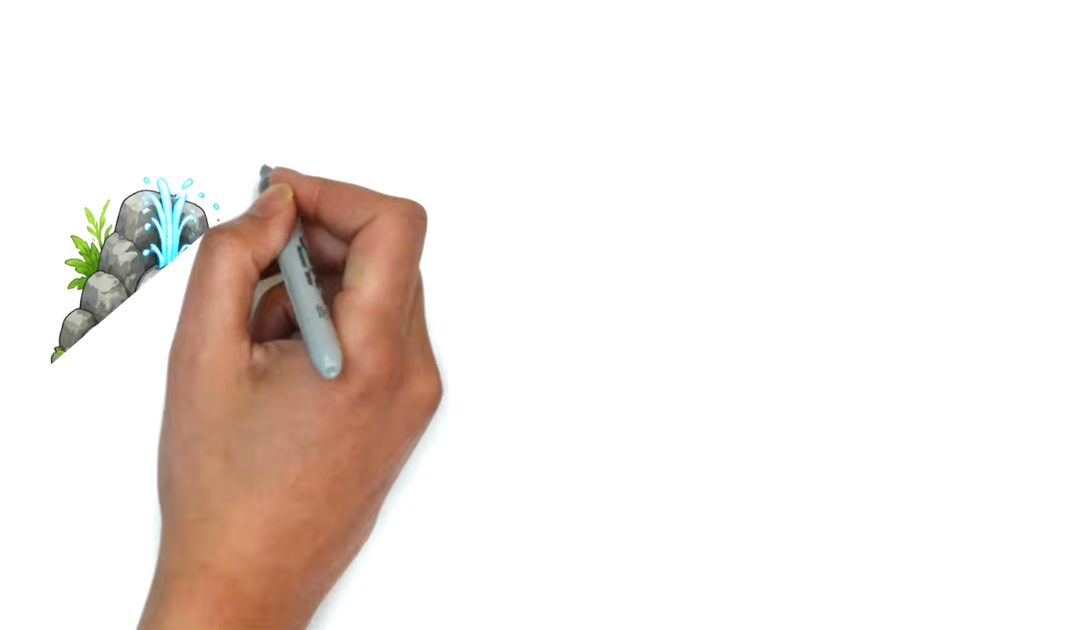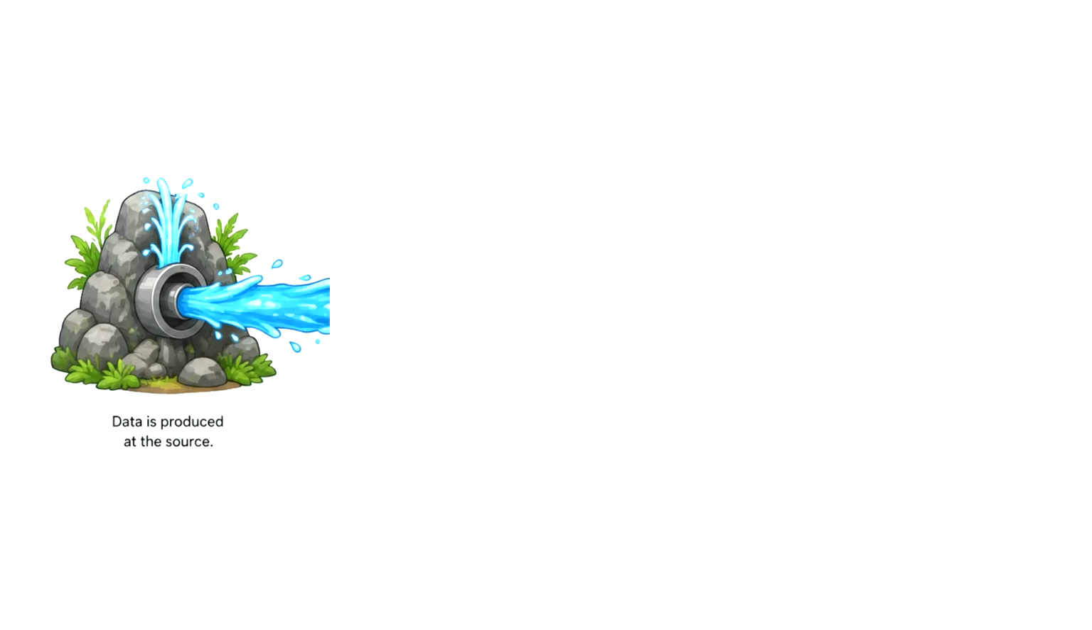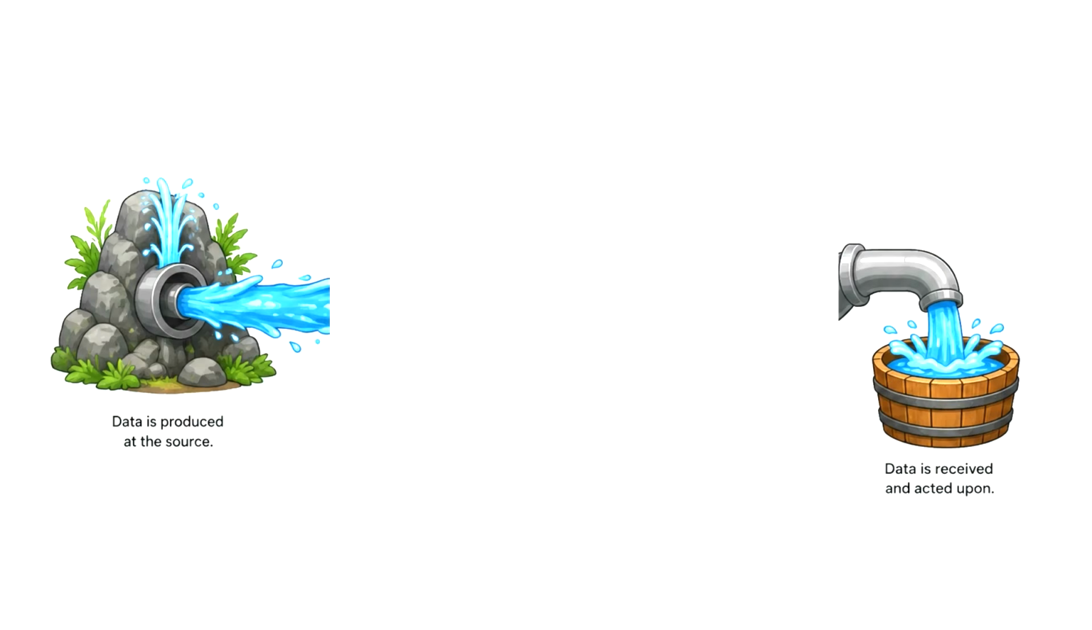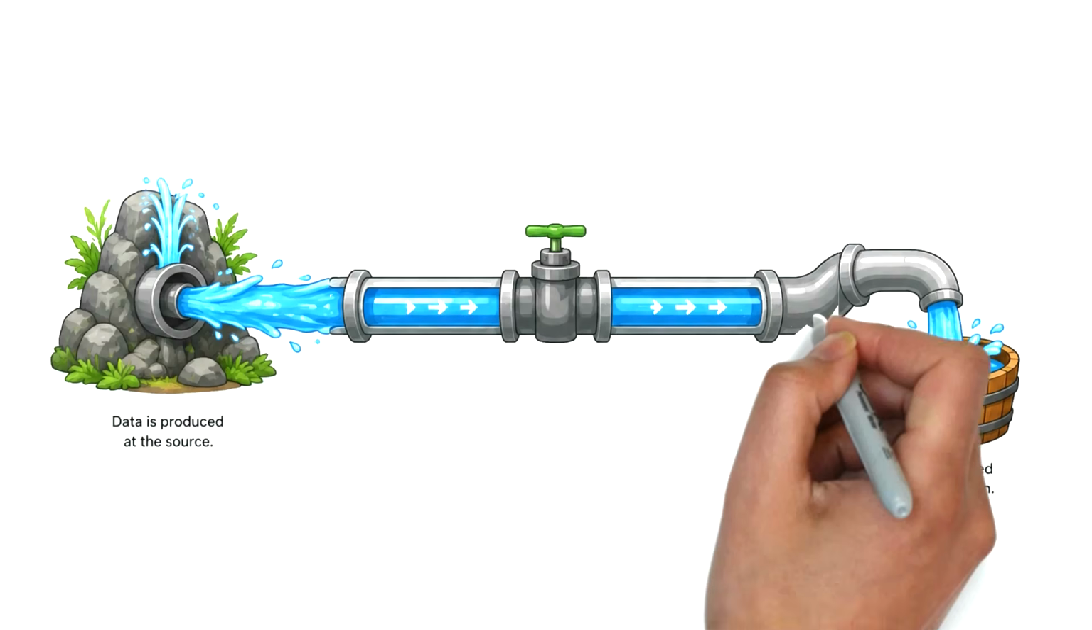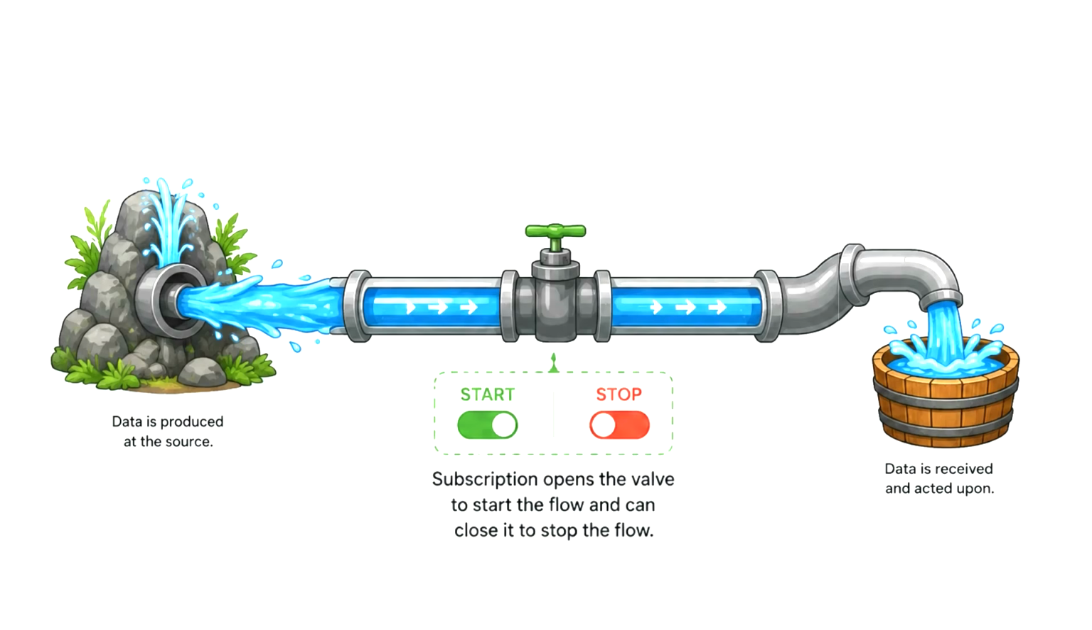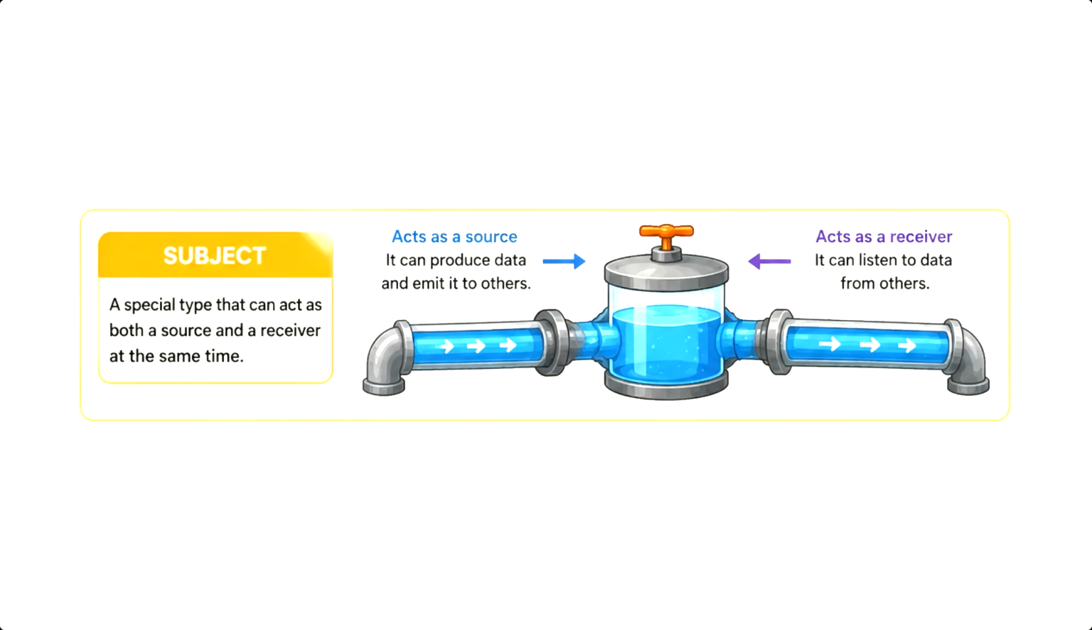Think of them as parts of a pipeline. Observable is the source that produces data. Observer is the receiver that listens to and reacts to that data. Subscription is the connection between the observable and the observer. It starts the flow of data and can also stop it when needed. Subject is a special type that can act as both a source and a receiver at the same time. We will discuss subjects in a separate video.